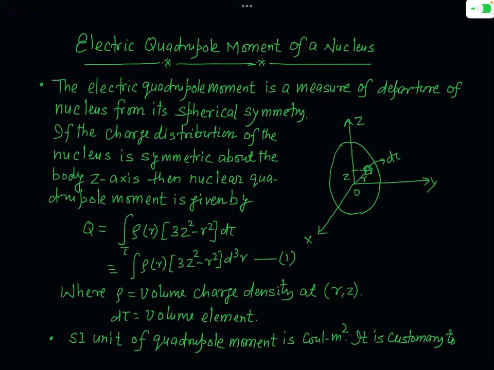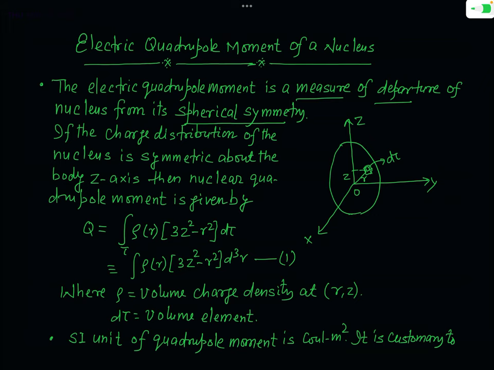If a nucleus has this electric quadrupole moment zero, then the nucleus is spherical. But if it is non-zero, either greater than zero or less than zero, then definitely the nucleus is not spherical. So in this way, you can define the electric quadrupole moment of a nucleus as a measure of departure of the nucleus from its spherical symmetry. How much the nucleus deviates from the spherical symmetry is measured in terms of the value of the quadrupole moment of the nucleus. Okay, so now let us define this quadrupole moment in a quantitative manner.